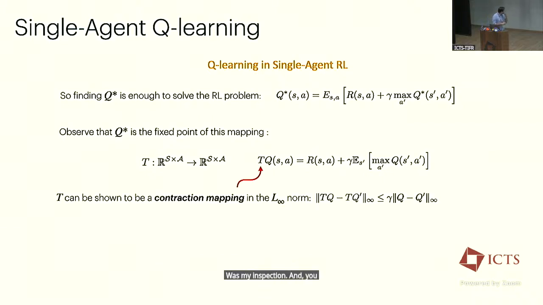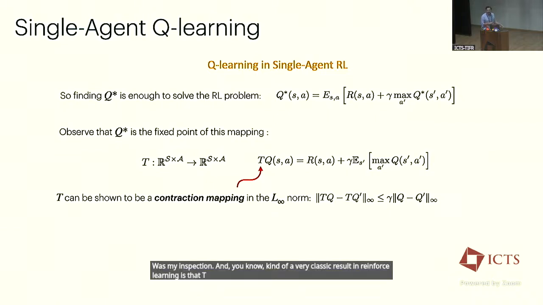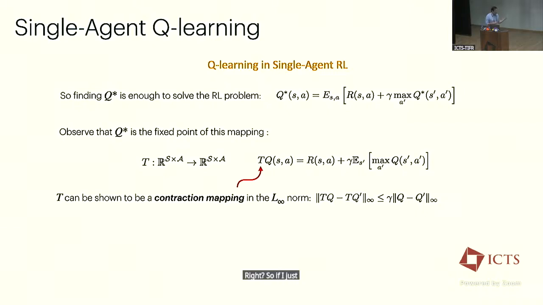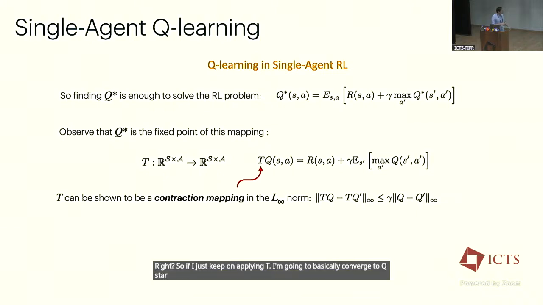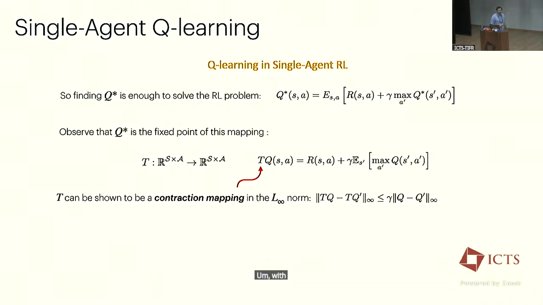And a very classic result in reinforcement learning is that T is actually a contraction mapping in the L infinity norm, right? So if I just keep on applying T, I'm going to basically converge to Q star, because it's a contraction mapping with my discount factor as the contraction, right? So as long as my discount factor is strictly less than 1, this is going to converge geometrically to Q star. This also tells me something. It tells me that Q star is unique, right?